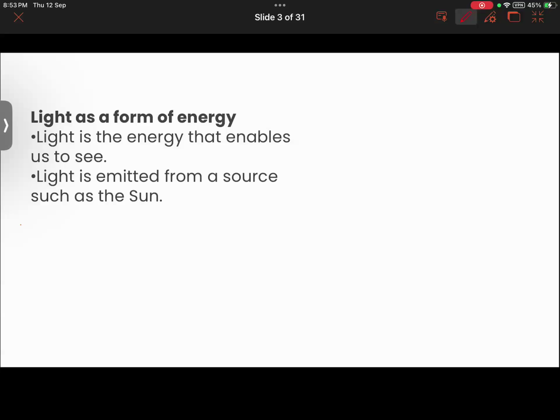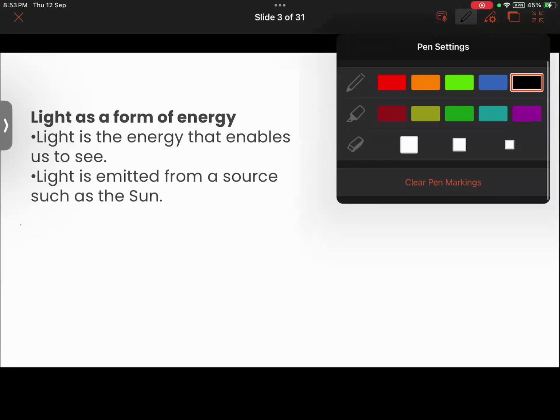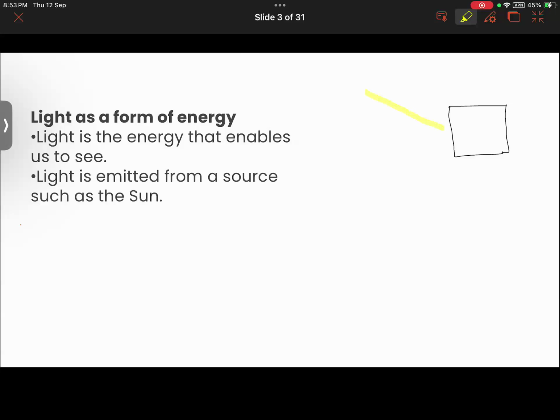Talking about light, we know that it's a form of energy which is responsible for enabling us to see different things around us. Say you have some object here. When light falls on it, what will happen? Shadow will form, while some of the light rays may get reflected from this.